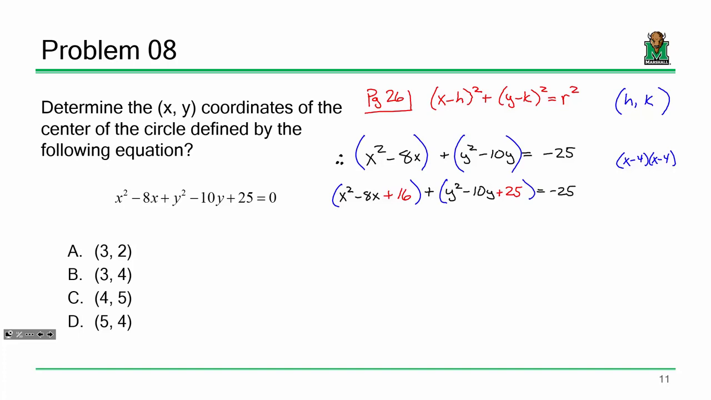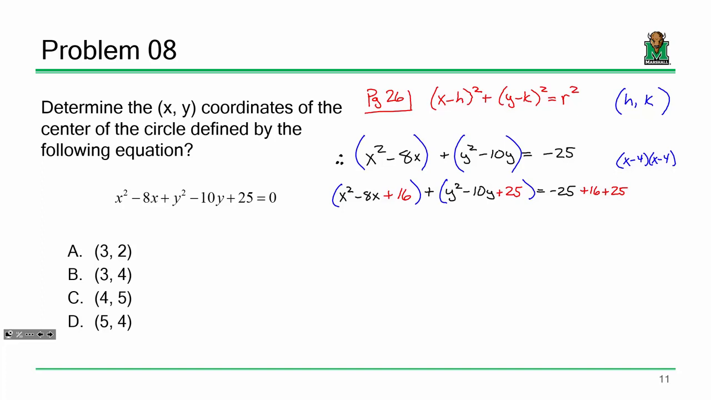Now, here's what you've got to make sure that you do. The laws of equality state that if I add 16 to one side of the equation, I must add 16 to the other side. And if I add 25 to one side of the equation, I must add 25 to the other. So really what I've got is this. Does that make sense?